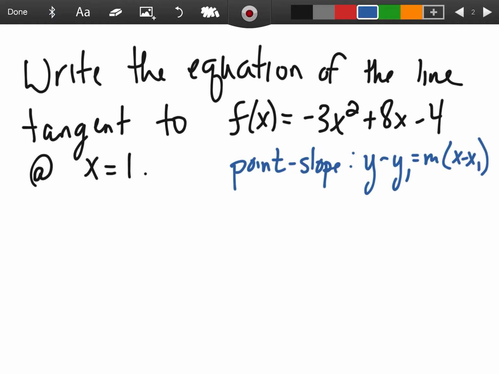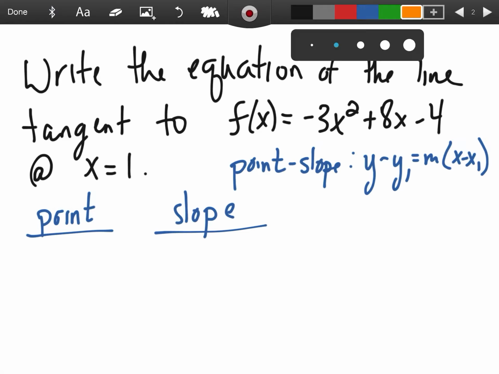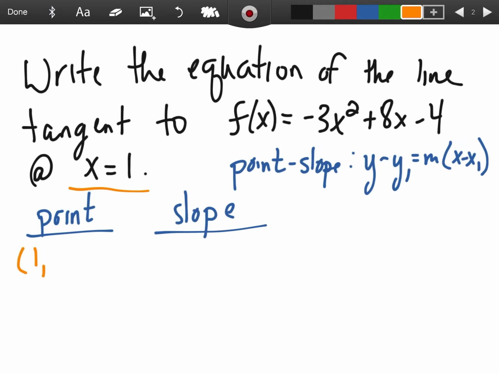All right, so what do we need in order to write the equation of this tangent line? We need a point, and we need a slope. So let's find each of these and stay organized. So do I have a point? Well, I've got half a point, right? I know it's at x equals 1. Well, how can I find the y value of that point? Let's just plug it in, right? That point is going to be 1 comma f of 1.